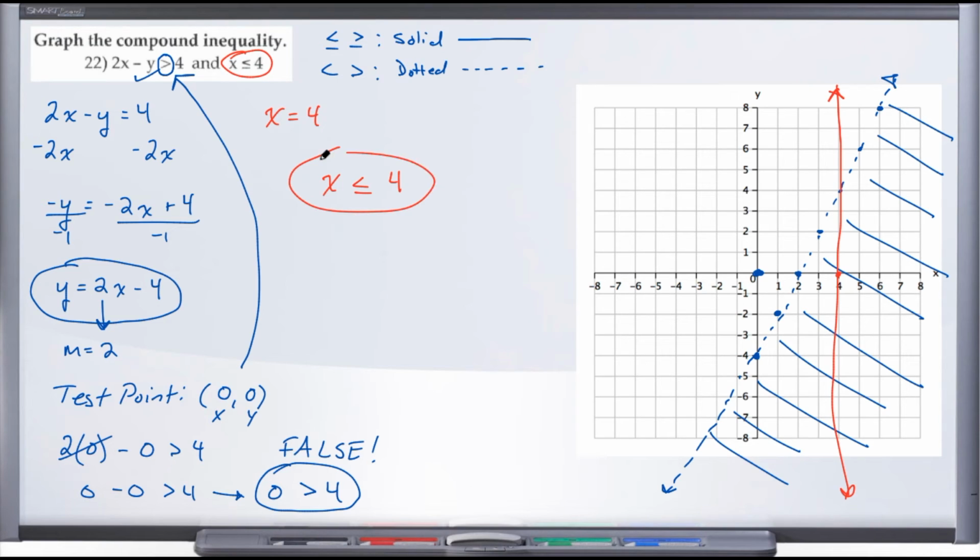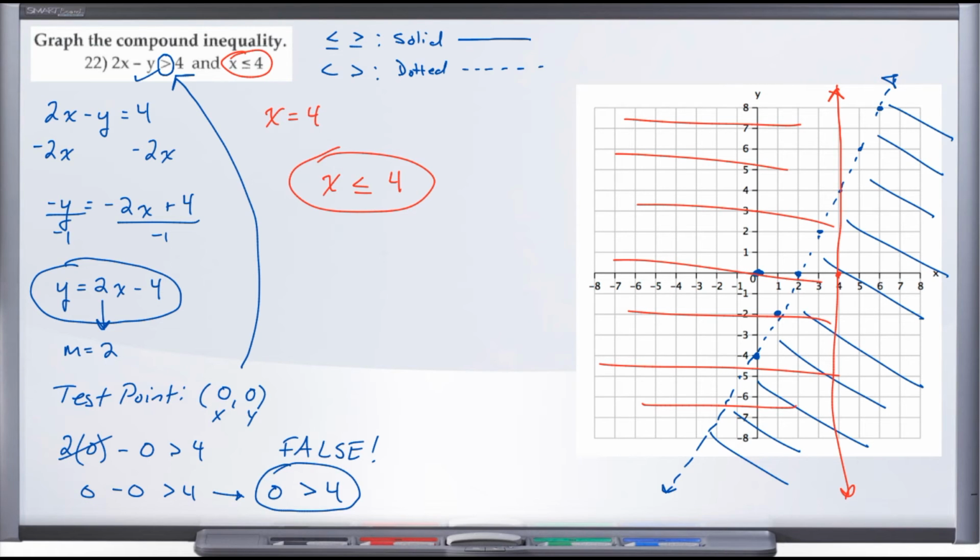So if we are deciding whether to shade on the left side of this line or the right side of the line, we want to go to the left, because this inequality is asking us for all x values that are less than or equal to 4. So in this case, we're going to be shading to the left of our line.